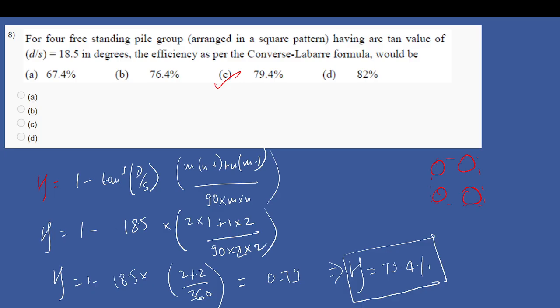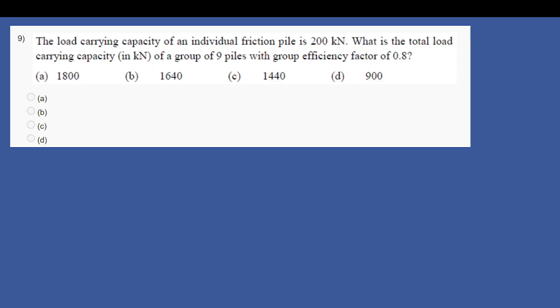Shall we move to the next question? Yes, sir. Let's move to question number 9. The load carrying capacity of an individual friction pile given to you is 200 kilonewton. What is the total load carrying capacity of a group of 9 piles with a group efficiency factor of 0.8?